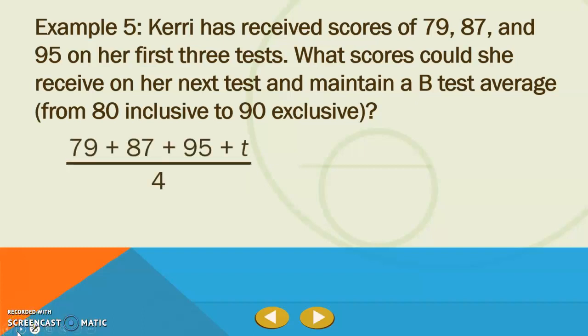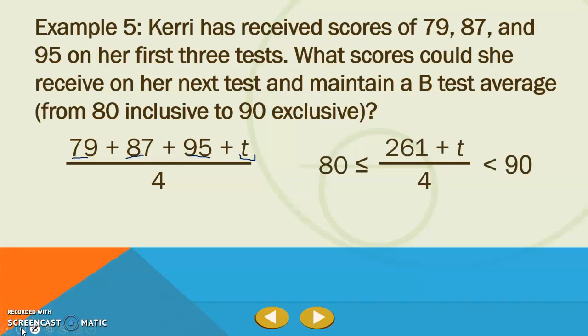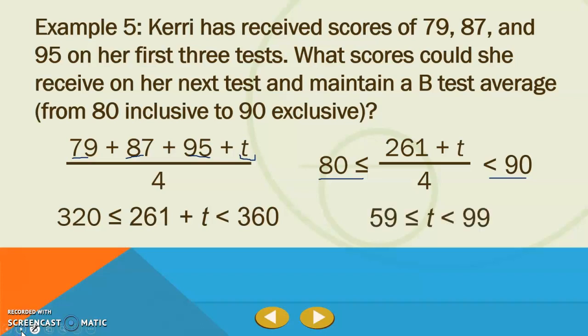Well, we know that 79, 87, 95, and some score t, divided by 4, will give us her test average. And we know that we want that number to be greater than or equal to 80 or less than 90 to maintain that B average. We set this up as a compound inequality and solve for t. And when we do, we find that t has to be greater than or equal to 59 or less than 99. So if Carrie receives anywhere between a 59 and 99, she will maintain her B test average.